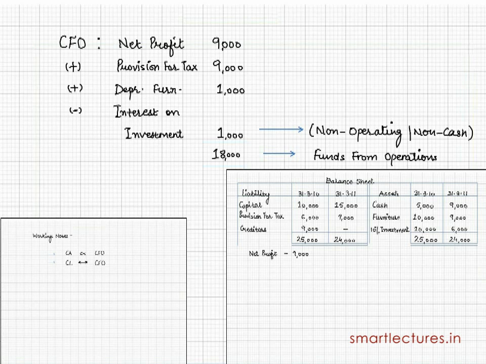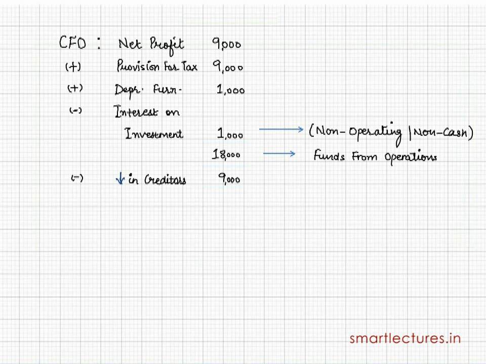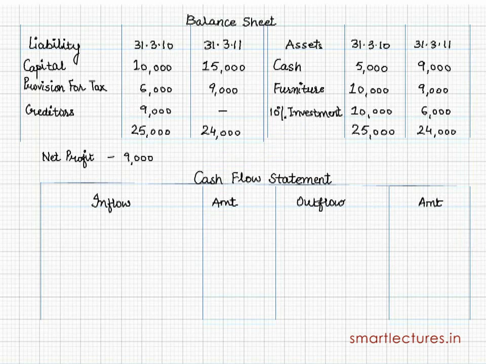So in balance sheet, there is reduction of rupees 9,000 in creditors. So decrease in creditors will be deducted from funds from operation. So 18,000 minus 9,000 is equal to 9,000, and this 9,000 is cash from operation. So I have got this figure. Now I am going to prepare cash flow statement. You know, it is prepared in T shape. On left hand side there are two columns, inflows and amount, and on right hand side outflows and amount.